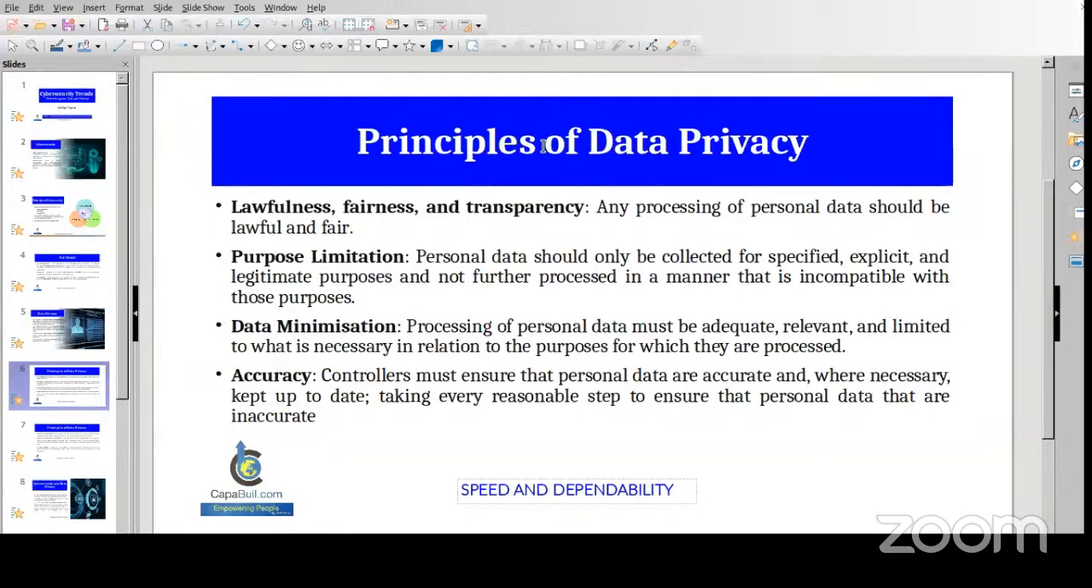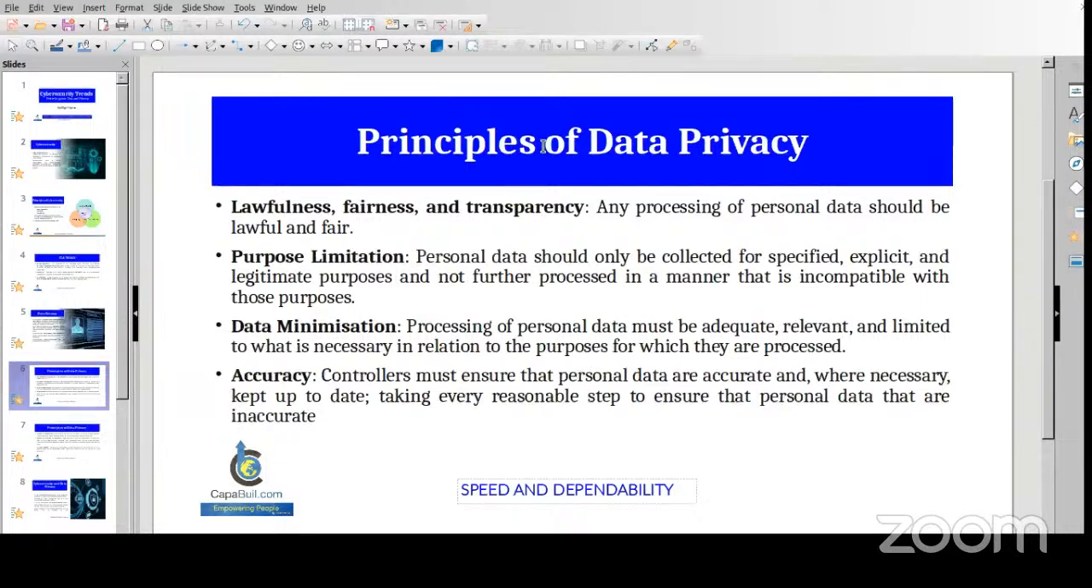So, principles of data privacy: lawfulness, fairness, and transparency. Any processing of personal data should be lawful and fair. When you are joining this Zoom call, there are terms and conditions that were provided by both Zoom and Capable as they were creating this Zoom link. One of them was that whatever information you share to be able to join, your name and your email, shall not be shared outside the organization that is responsible for this webinar. So that's the whole aspect of transparency.